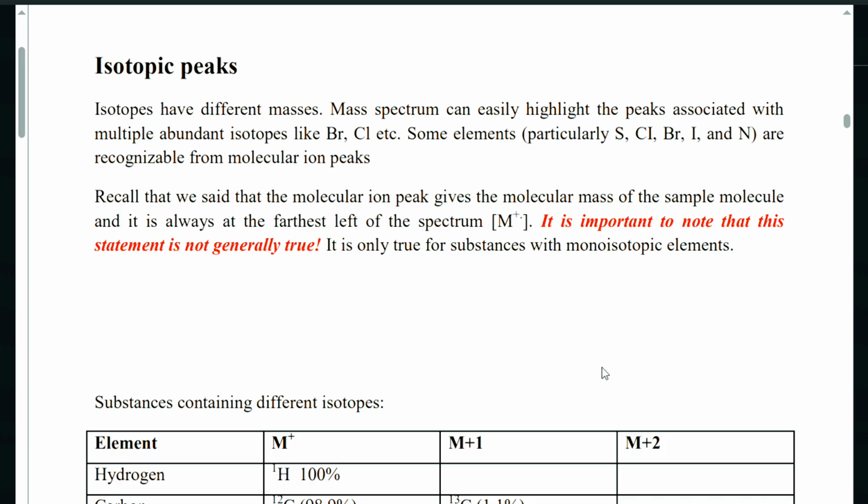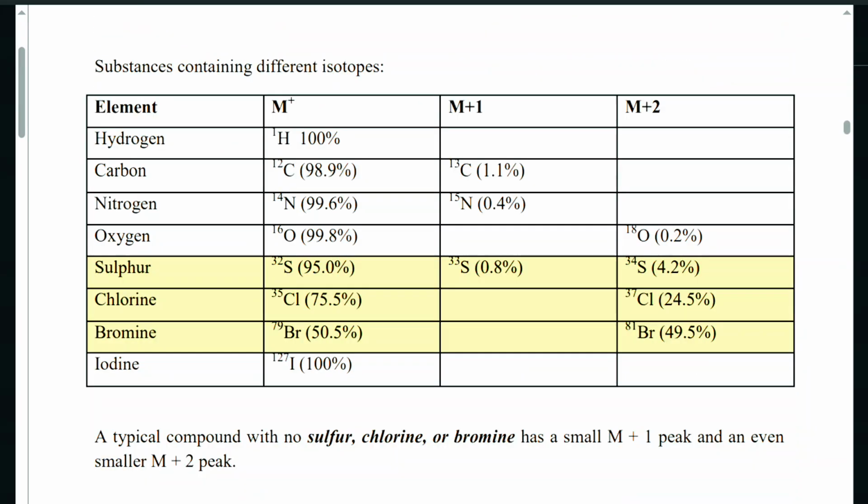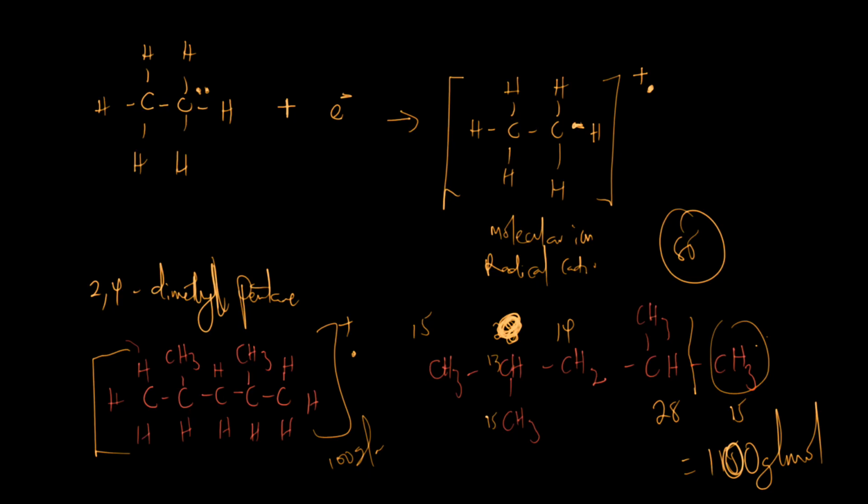So let's look at this table below. Here is a table of substances containing different isotopes, right? So what we just explained is that we already said that this is a sample, right?